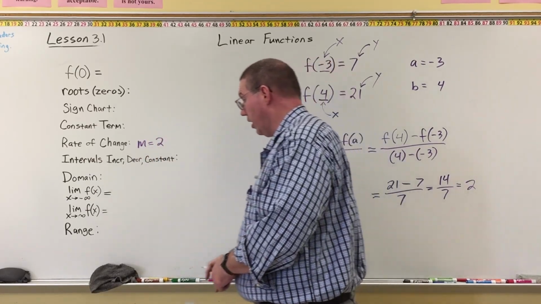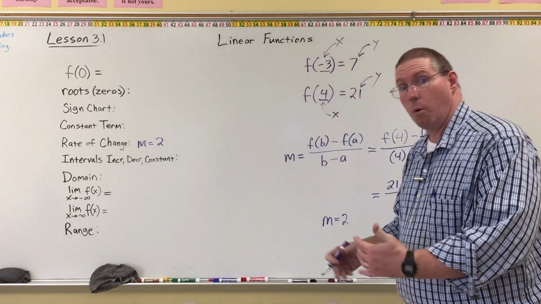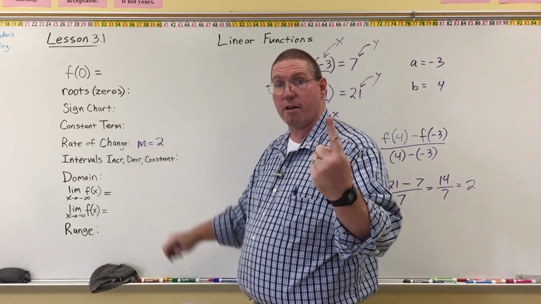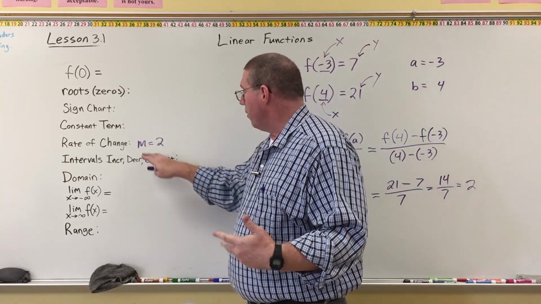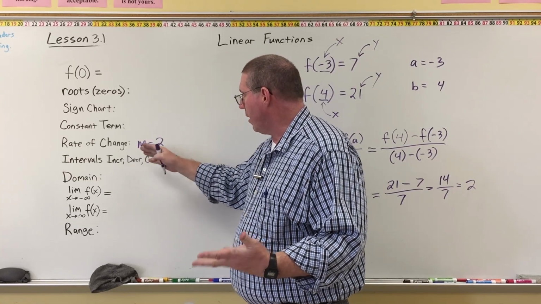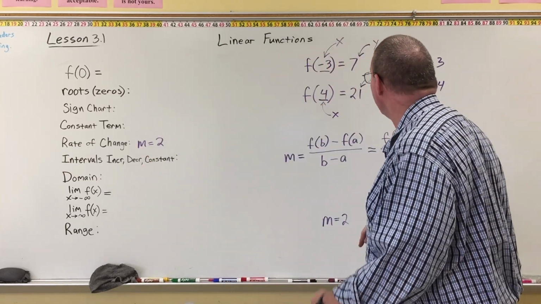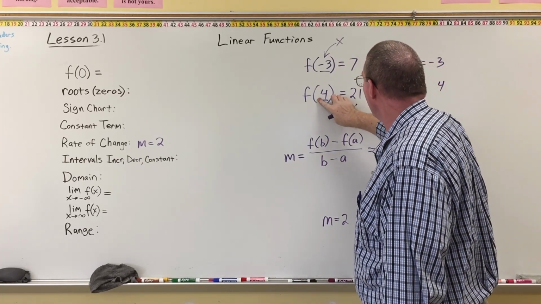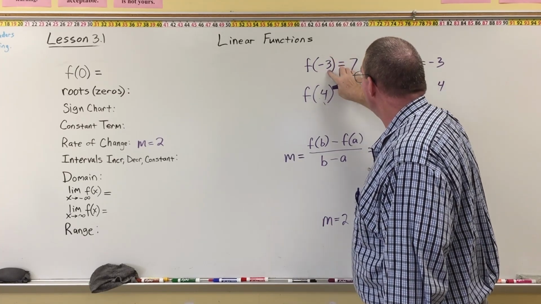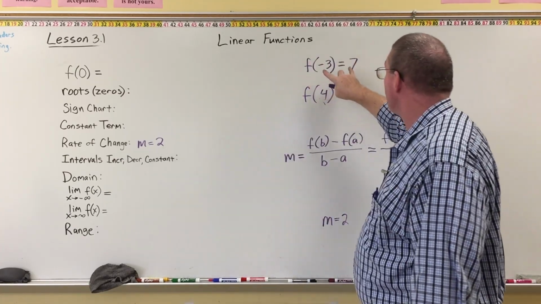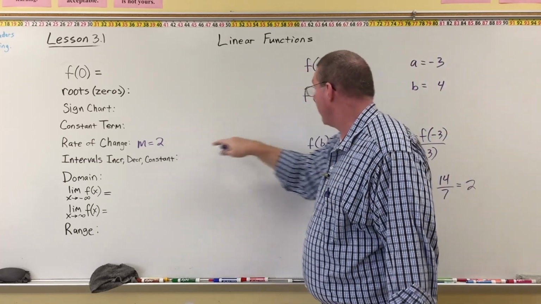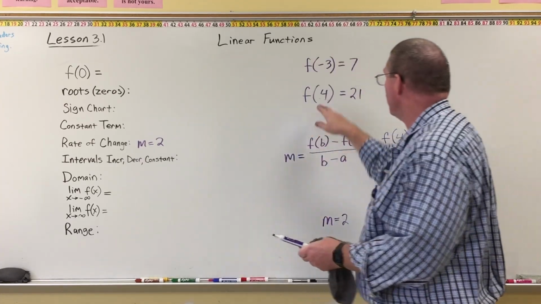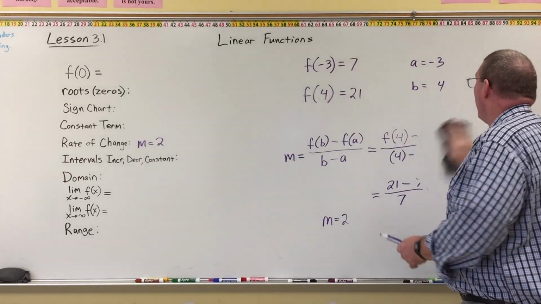Now that we know our rate of change is 2, we can implement what we learned a few minutes ago, where we take a rate of change and a single point. Well, you might say, we don't have a point, Mr. Ryan. Remember, in the original problem, we were given 2 points. So you can pick either one of these. You can use the rate of change and this point, or you can use the rate of change and this point. Now, I prefer working with positive values, so I'm going to use f of 4 equals 21.